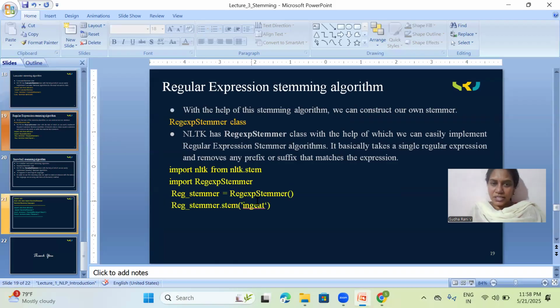See here, "ing" is my own customized word where I added a prefix to the word. There is no particular meaning, but I can still stem the word to its root word. So this customization can happen in the regular expression stemming algorithm.